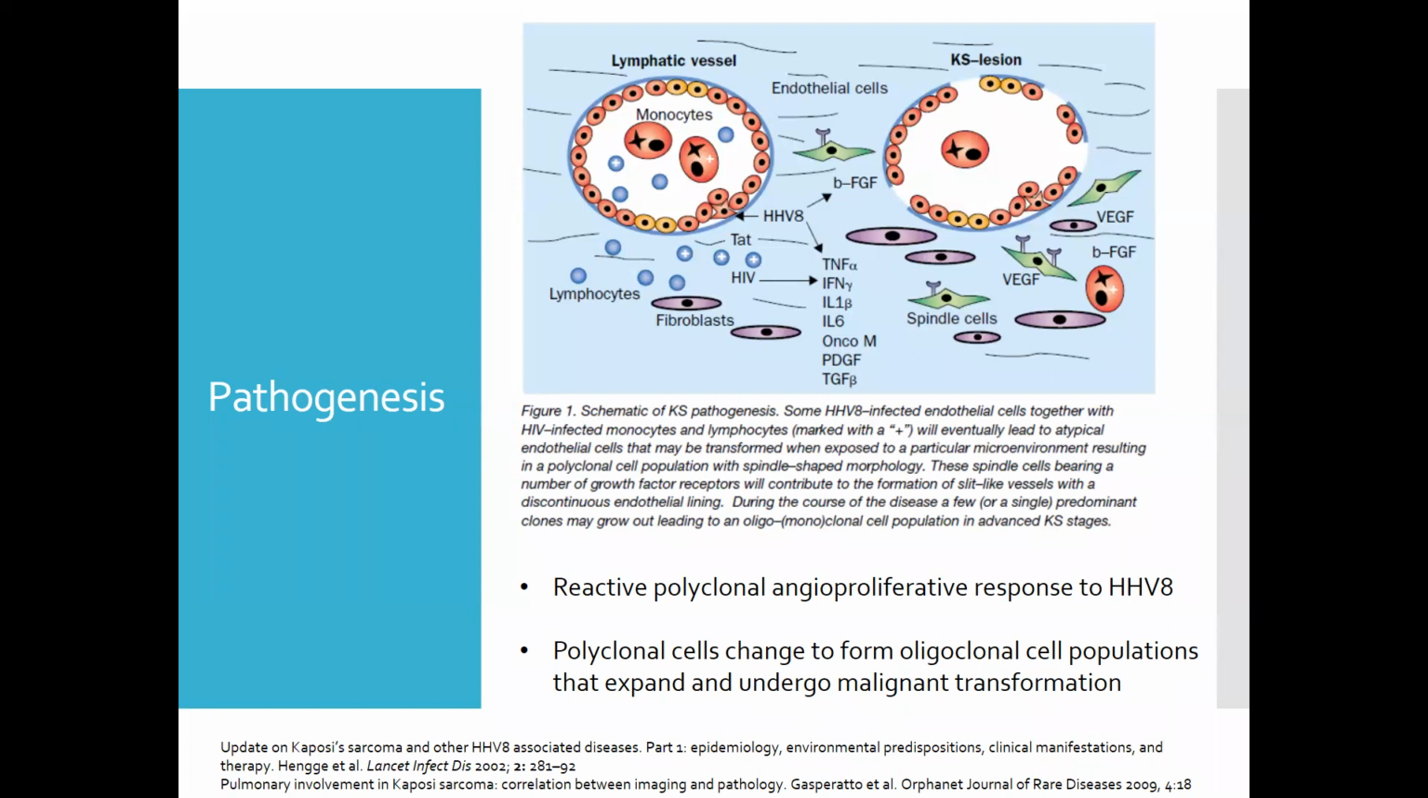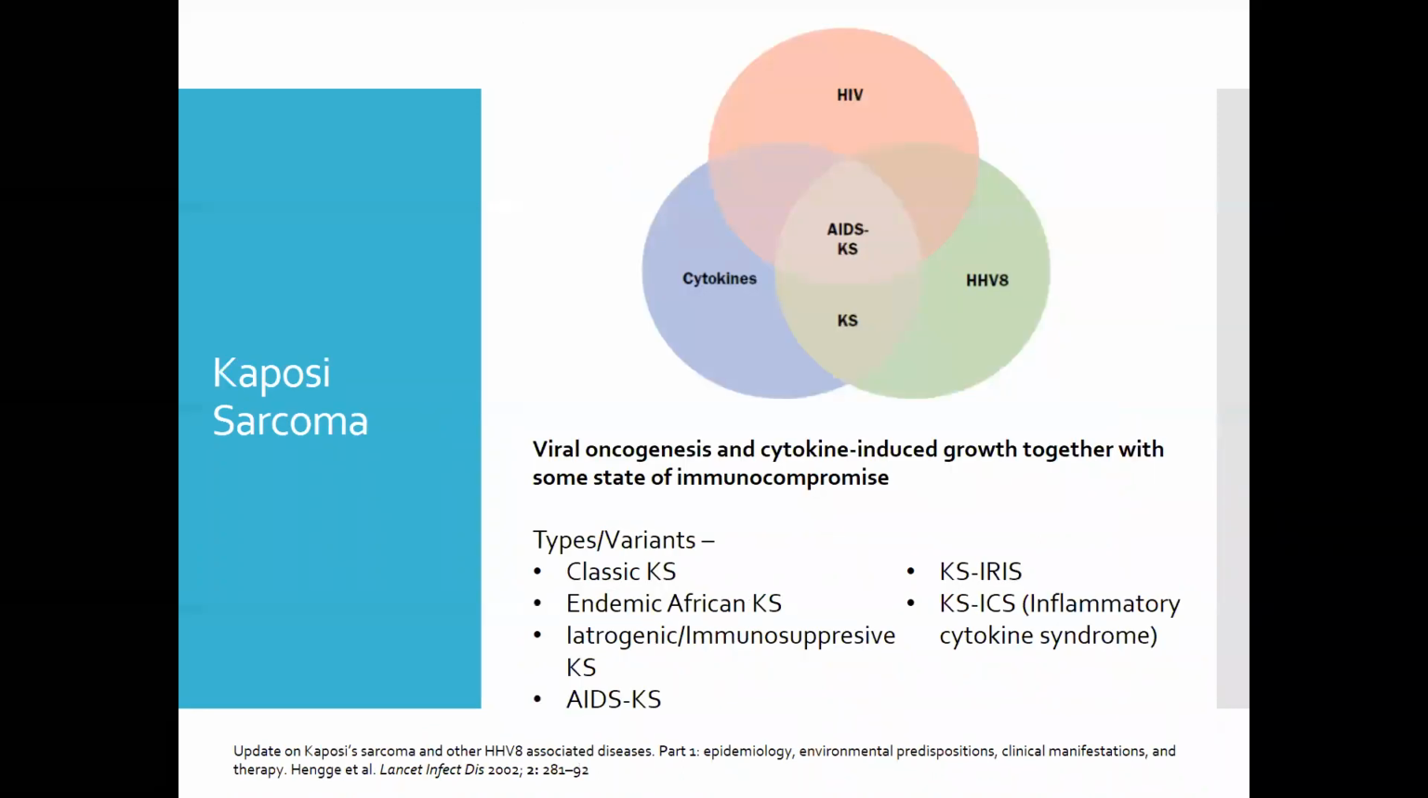And this is a complex interplay between HHV-infected endothelial cells and HIV-infected lymphocytes. Eventually, after the polyclonal response, these cells undergo transformation into an almost monoclonal proliferation that eventually results in a malignancy. And that is how it is implicated. But what is also important to know is that the pathogenesis of Kaposi's is not restricted just to the oncogenicity of HHV.